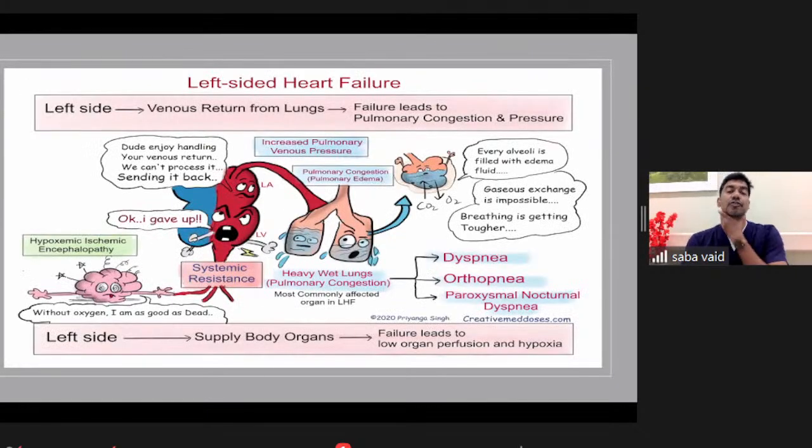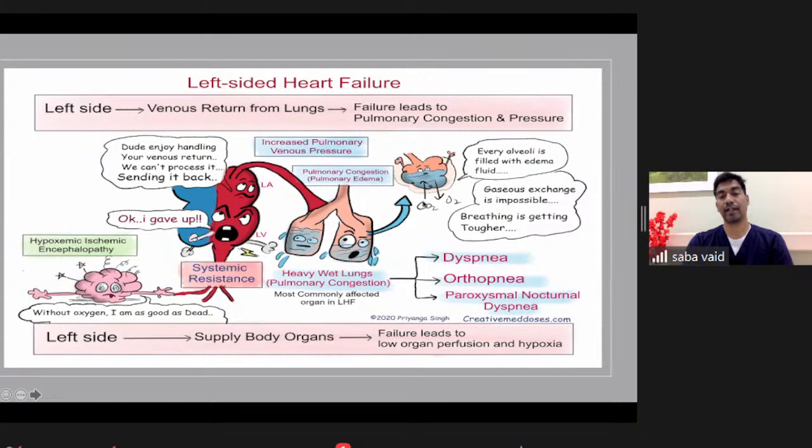Just an illustration to show you what happens when there is a left-sided heart failure. What are the signs and symptoms that the patients would experience? So technically, left side has a forward failure and a backward failure. When there is a backward failure, usually, the blood which drains from the lung through the pulmonary system into the left ventricle starts congesting. So the venous return from the lung decreases. This leads to pulmonary congestion and this leads to alveolar edema.